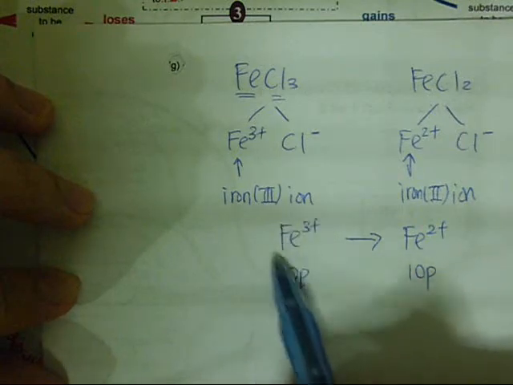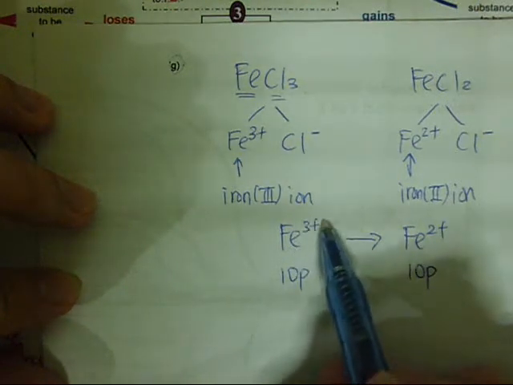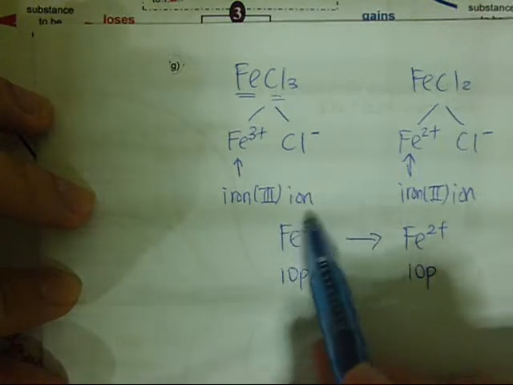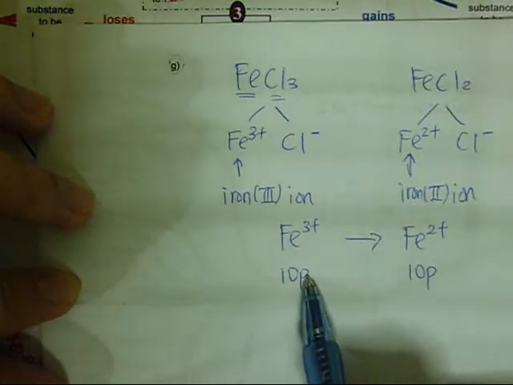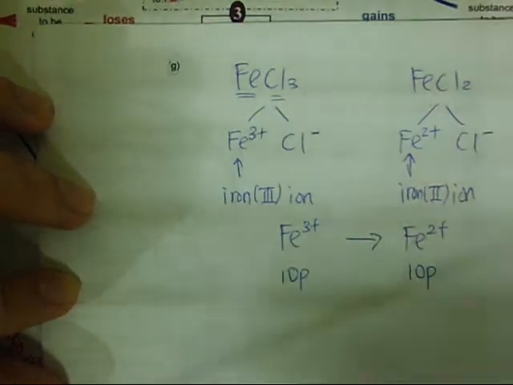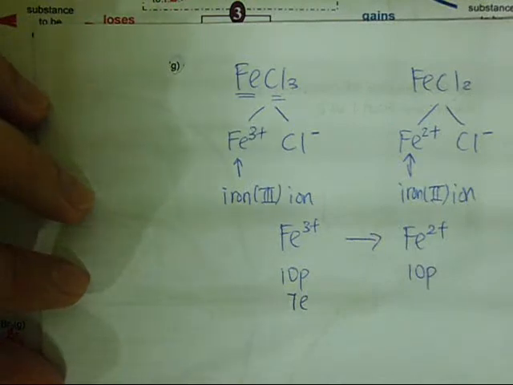Now let's look at Fe3+. Proton is positively charged, electron is negatively charged. So the net charge here is 3+. Net charge here is 3+ means that the number of protons is 3 more than the number of electrons. So the number of electrons must be 7.